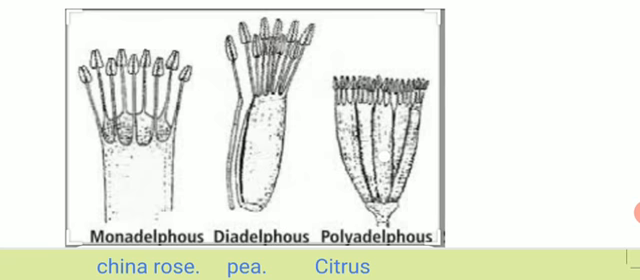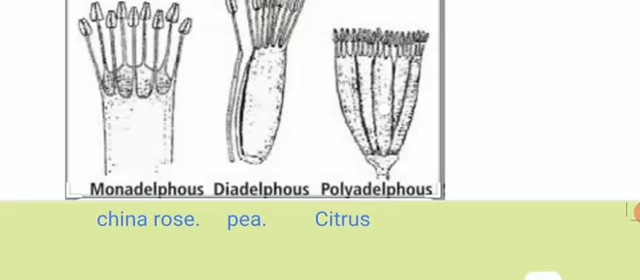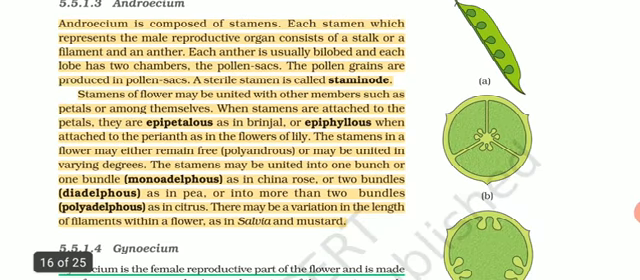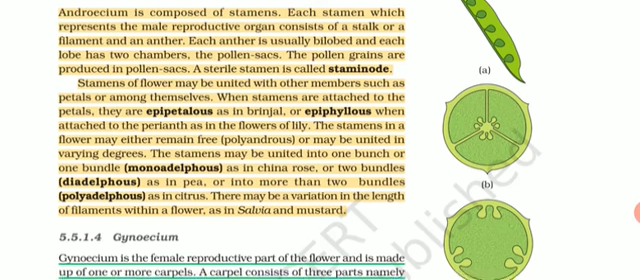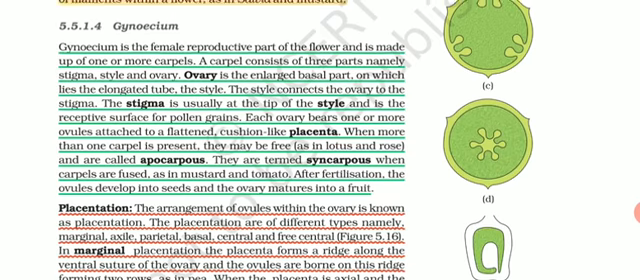And number three is called the polyadelphous condition. It is found in citrus fruits. So here more than two bundles are found. Sometimes the filament length can be of the same size in all the androecium, and sometimes it can vary from one another. Let's come to the fourth part of the flower called gynoecium, which is also known as pistil or carpel.